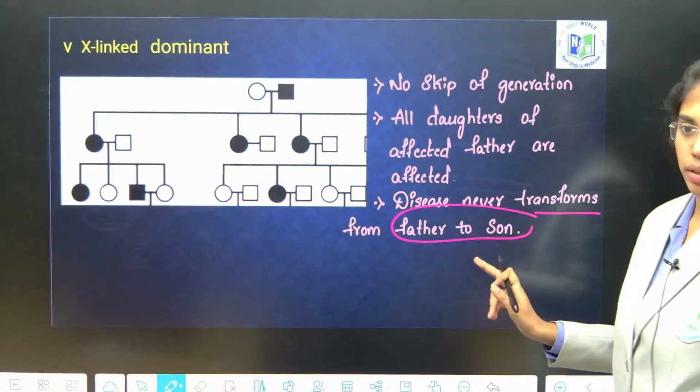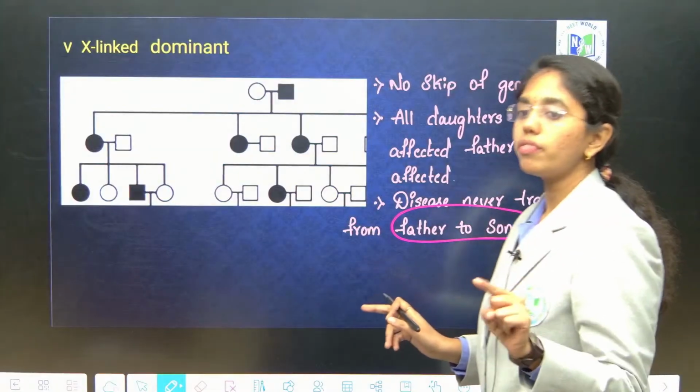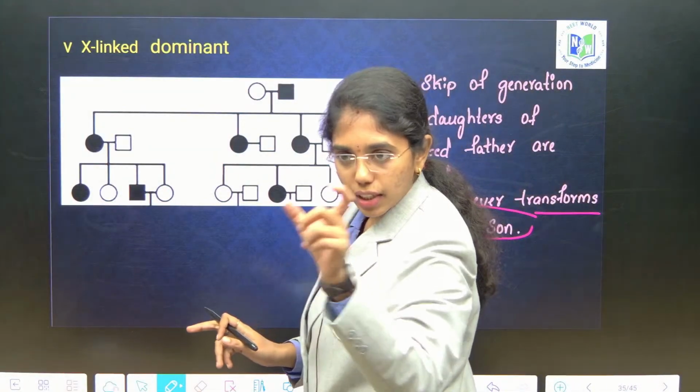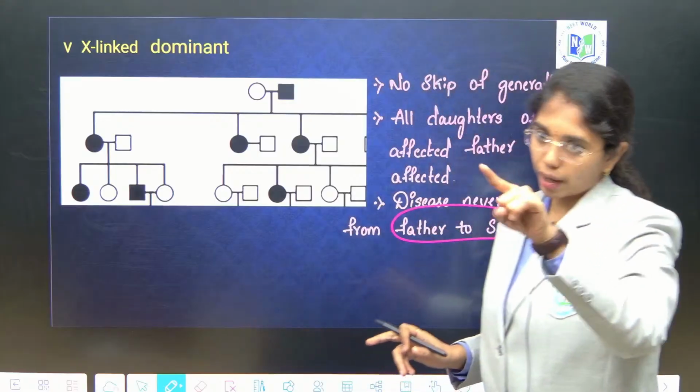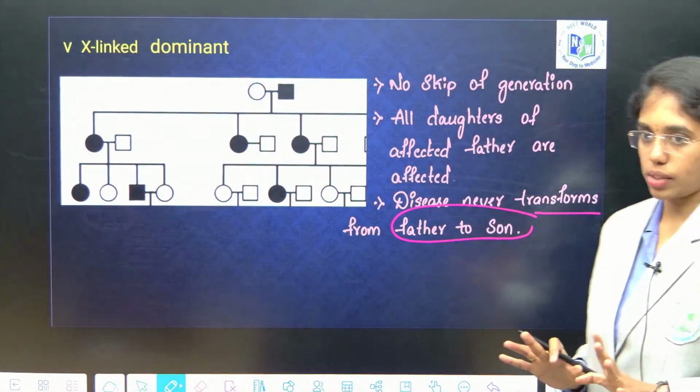Disease will never transfer from father to son, because the X chromosome of the father is affected. From father the gene will not go to son, right? Y chromosome is inherited likewise. Fine, right?